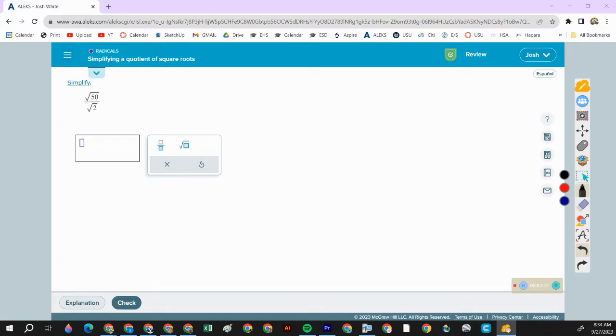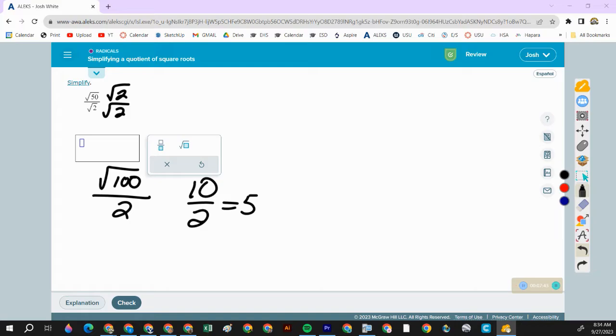Okay. Multiply by root 2. And we get the square root of 100 over 2. What is the square root of 100? Just 10. 10 over 2 is the number 5.